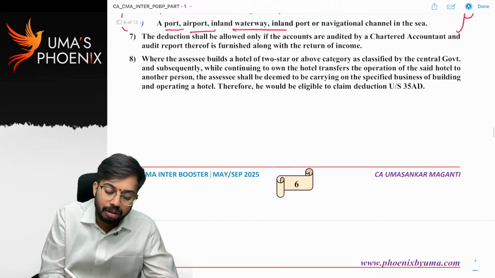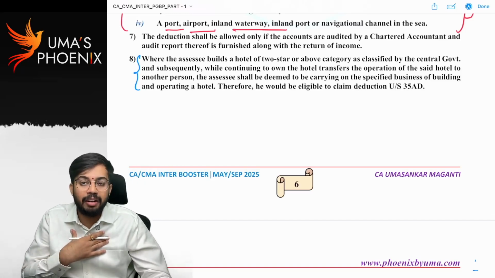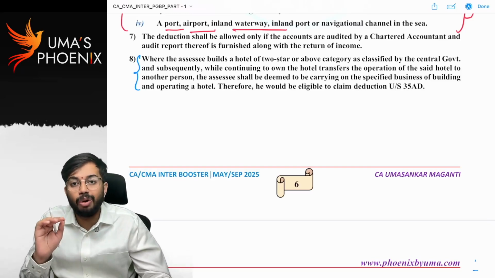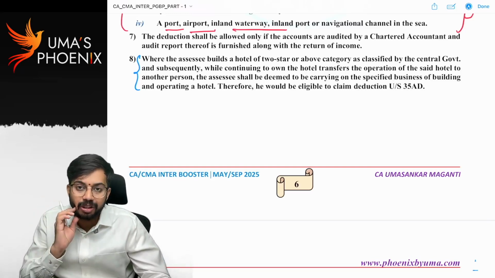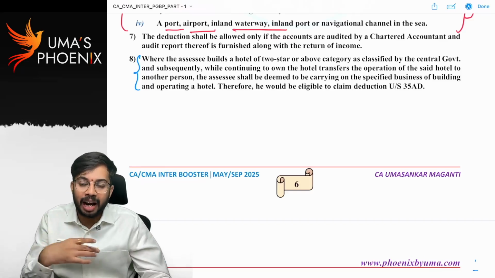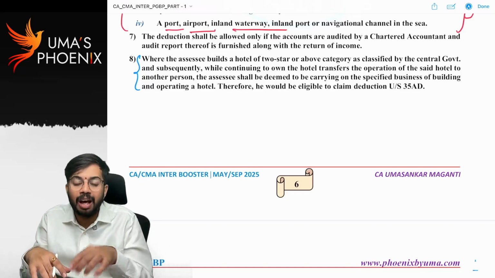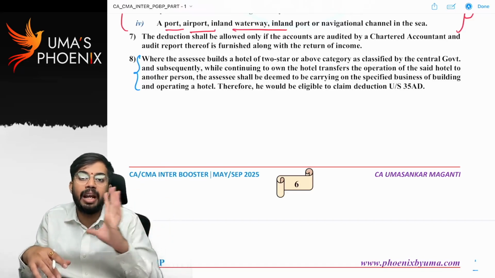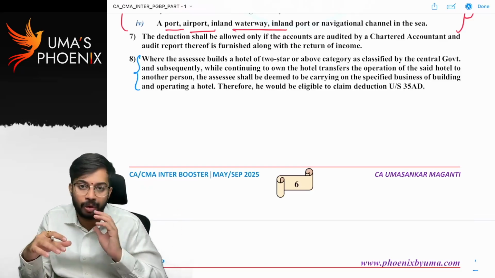Next, let's say I started a 5-star hotel with the name Novotel, but that hotel is running into losses. What I did, I did not sell my hotel. Right now I am managing the hotel, but the management of this hotel I gave to another hotel called Minerva. Now Minerva will come and it will manage my Novotel hotel.